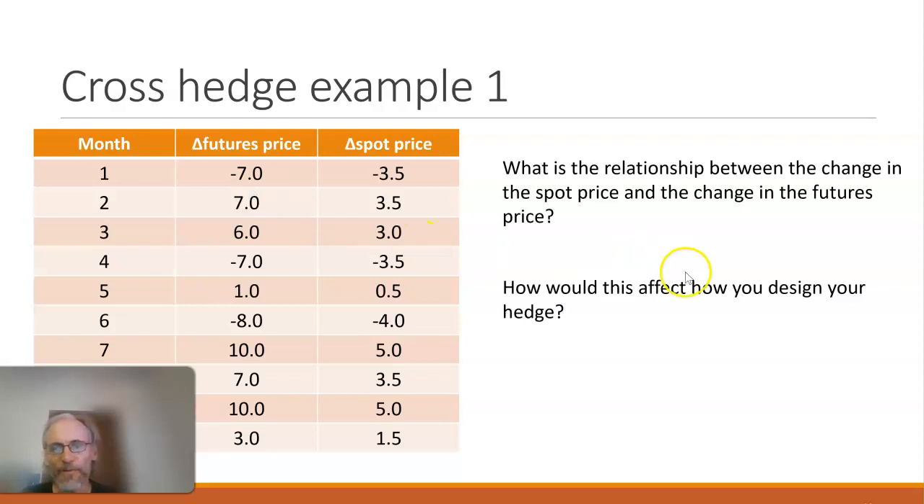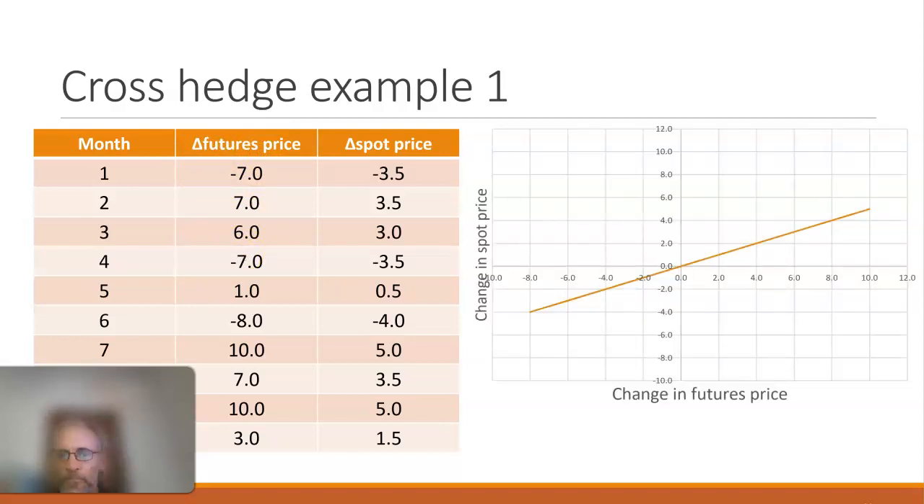Okay, so how would this affect the design of your hedge? Well, if you fully expected this type of relationship to continue, then you'd only need half as many contracts to hedge your position in the spot price as the total position you're going to take. You need half as many futures contracts because the spot price moves half as much. I've got a little chart here. The slope of this line in that case would be 1/2.